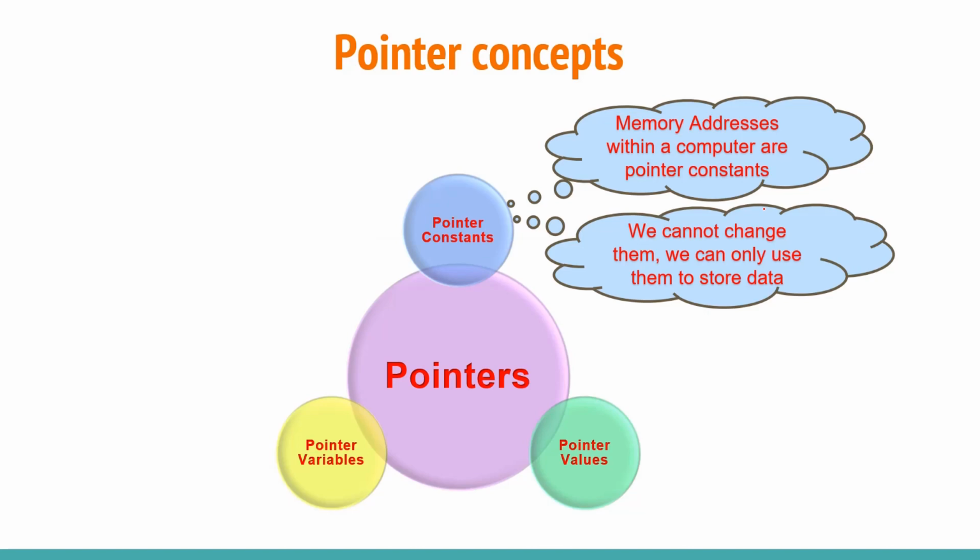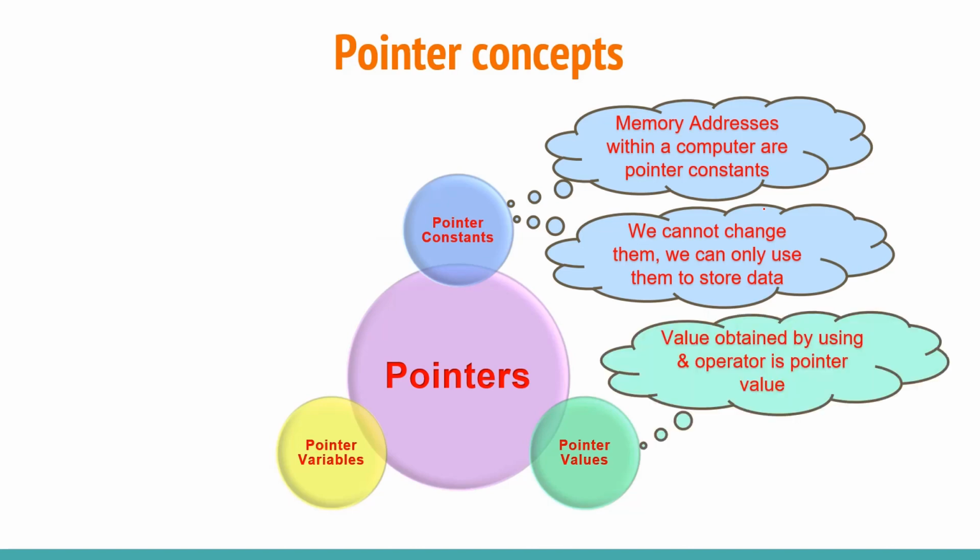There are a few things which are required to be remembered with respect to pointer constants. We cannot change them, we can only use them to store the data. What is the meaning of this? Since hardware cannot be changed, you cannot modify the pointer constants, you can only use them to store the data. Next one is pointer values. What's a pointer value? The value that is obtained by using the ampersand operator is a pointer value. So what's the difference between pointer constant and pointer value? Pointer constants are actual memory addresses which you cannot change, but pointer values are obtained by using the ampersand operator.